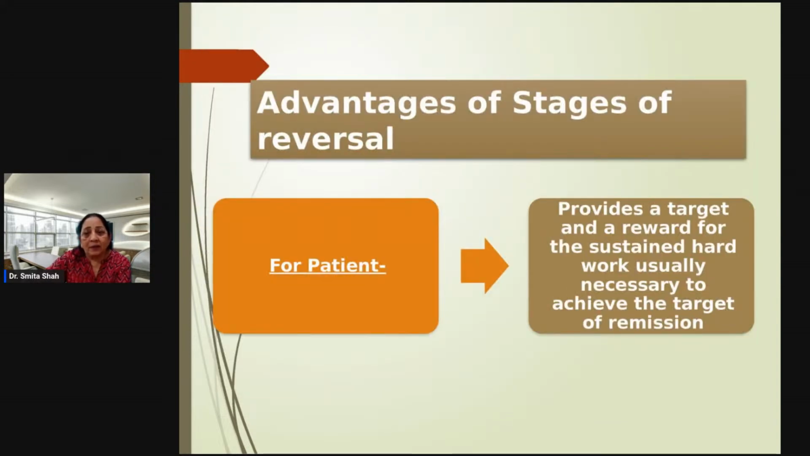Now, the advantages of the stages of reversal for the patients: they provide a target and a reward for the sustained hard work usually necessary to achieve remission. So for the patient, you should give a target for weight loss. Otherwise, he will not do anything. You should give the patient a target that you have to lose at least 2 to 3 kg per month, and you have to exercise and follow the diet plan, and this type of instruction you must give to the patients.